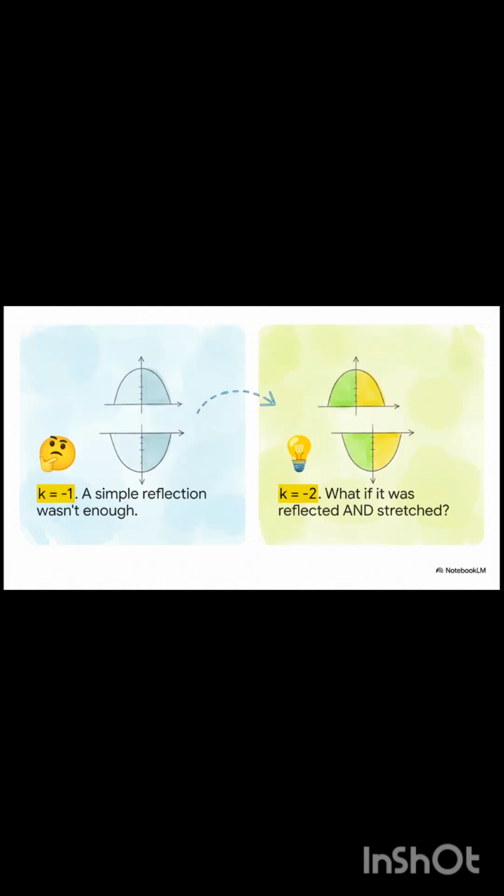So our first hypothesis was just a simple reflection, right? k equals -1. But that obviously wasn't enough. Our new hypothesis, which is based on that error we found, is that the graph was also stretched. The difference between our wrong answer of y equals 4 and the right answer of y equals 5 isn't just random. This leads to an insight. What if the reflection was stronger? What if k wasn't -1, but -2? Let's give that a try.